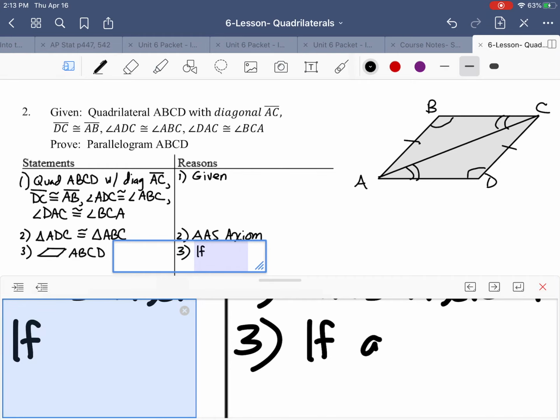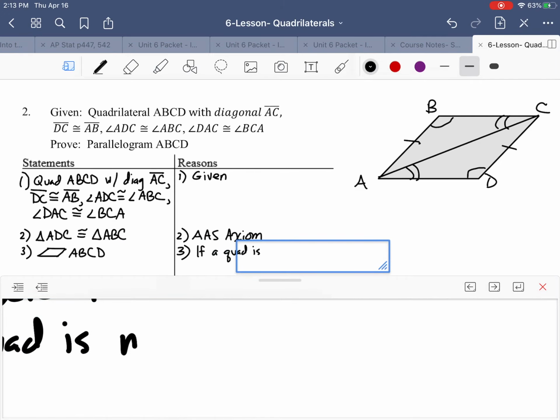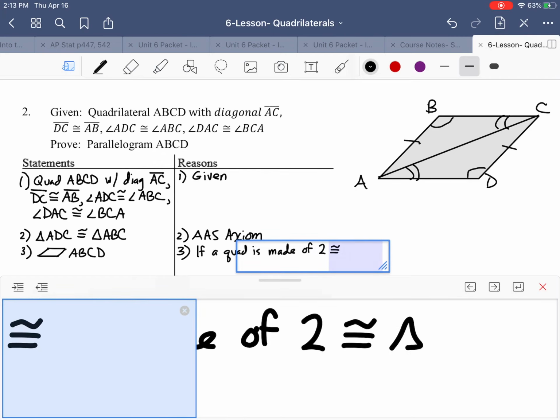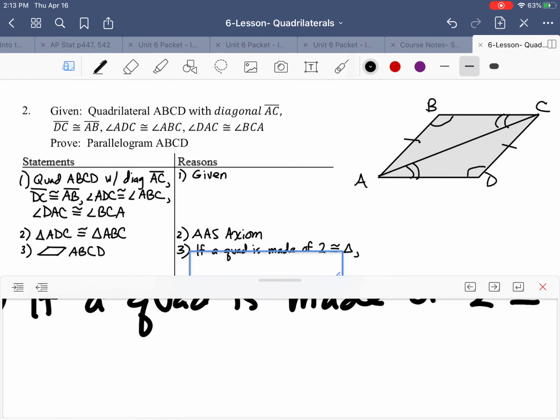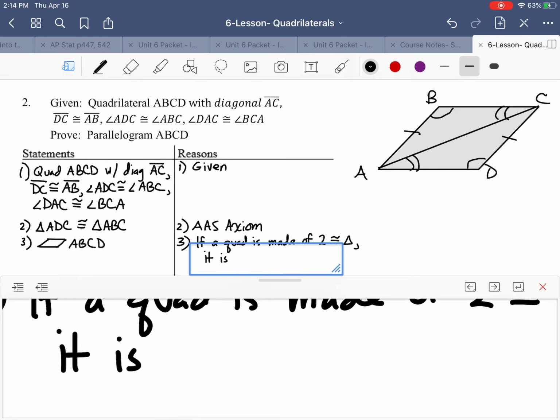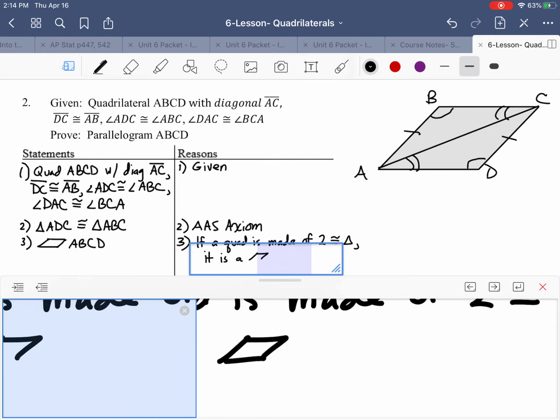If a quadrilateral is made up of two congruent triangles, it is a parallelogram.